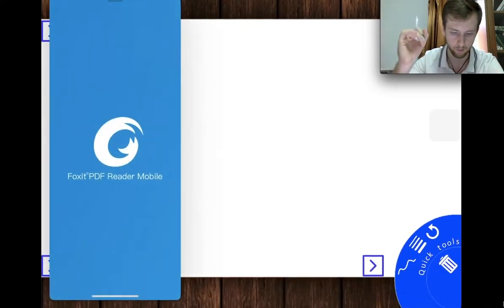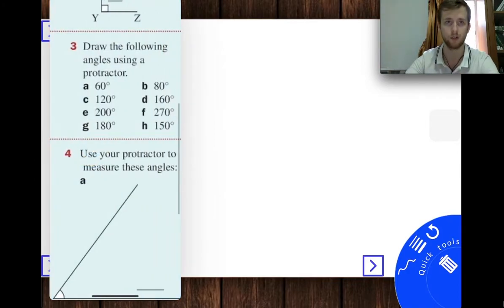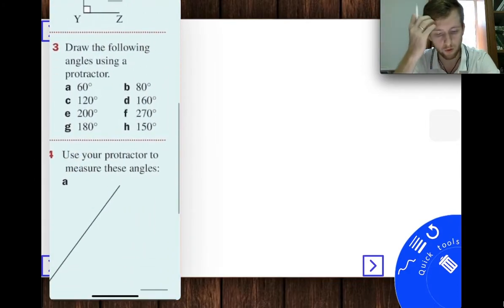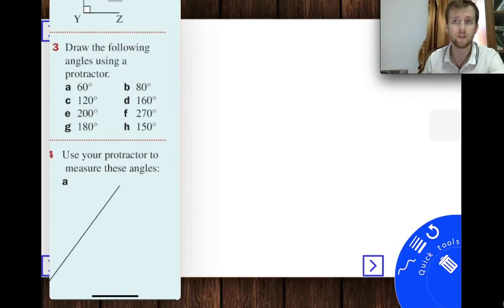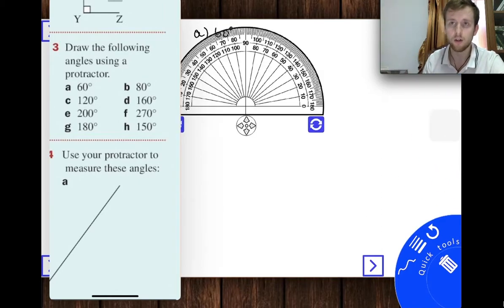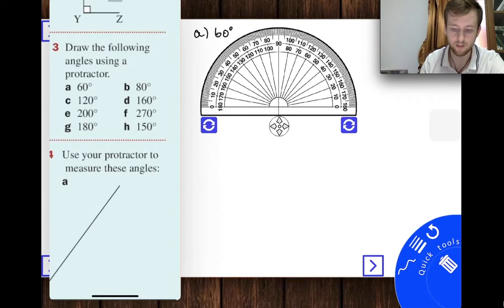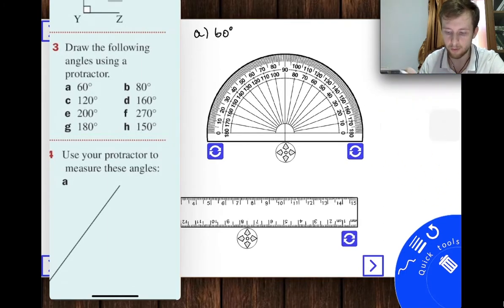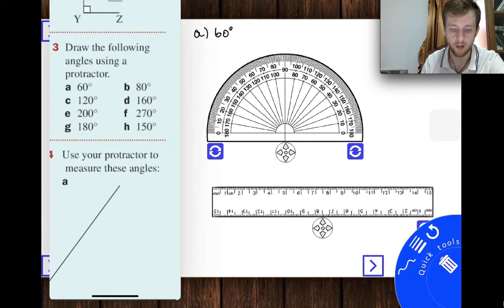Yeah, so this is where we're gonna have the question. Draw the following angles using a protractor. We have 60 degrees. So let's draw the 60 degrees one. So A is 60 degrees. I have a protractor here. And the way we should do this is actually we also need a ruler as well. So we need a protractor and we need a ruler for this task.